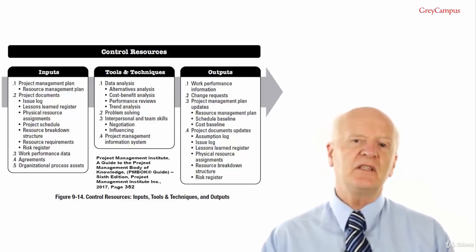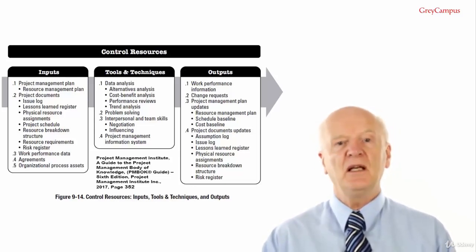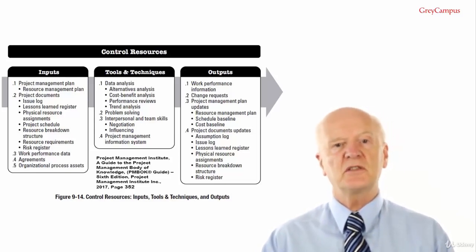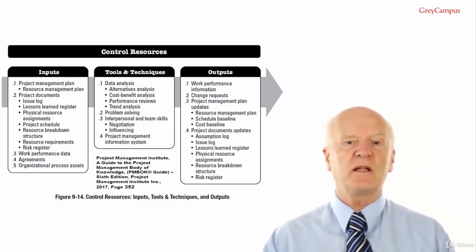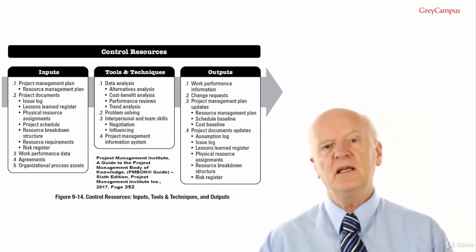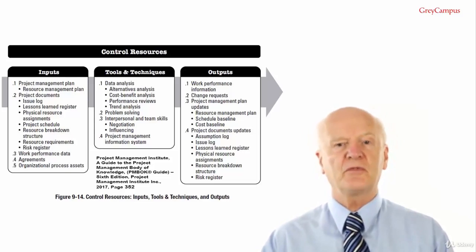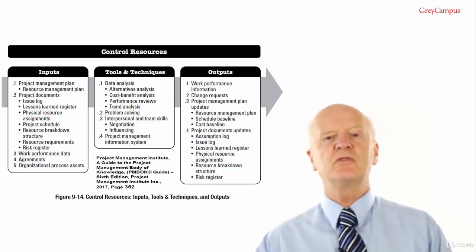Cost-benefit analysis. This helps to determine the best corrective action in terms of cost in case of project deviations. As I mentioned before, a cost-benefit of 2 to 3 means that for each $2 you spend, you get a benefit equivalent of $3.